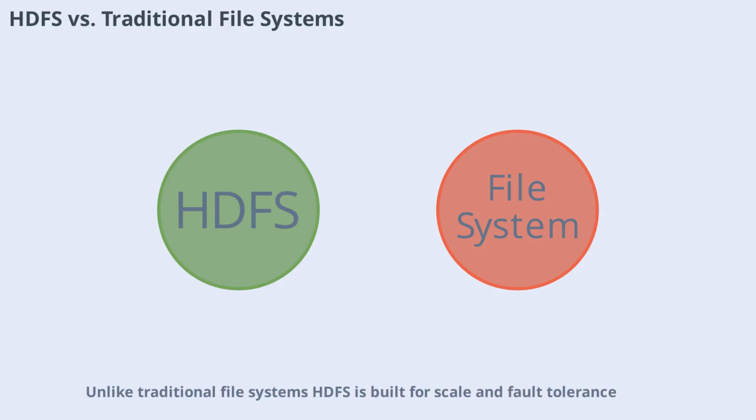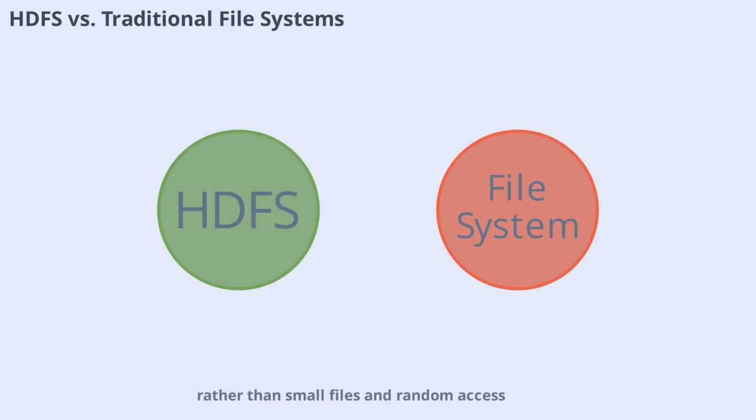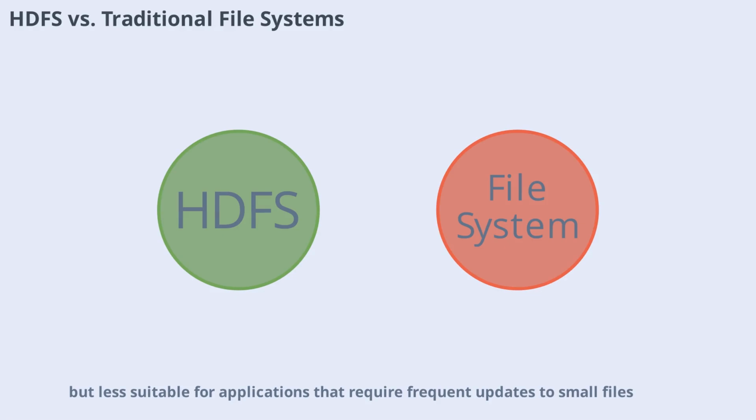Unlike traditional file systems, HDFS is built for scale and fault tolerance. It's optimized for large files and sequential data access, rather than small files and random access. This makes HDFS ideal for big data workloads but less suitable for applications that require frequent updates to small files.